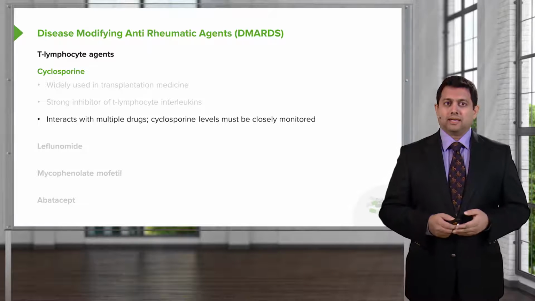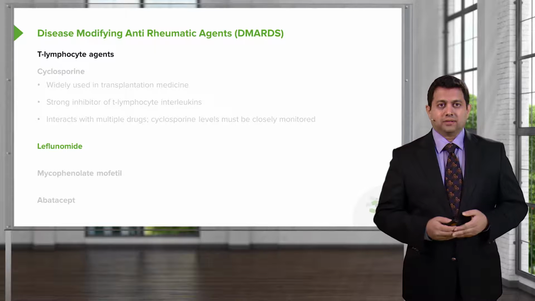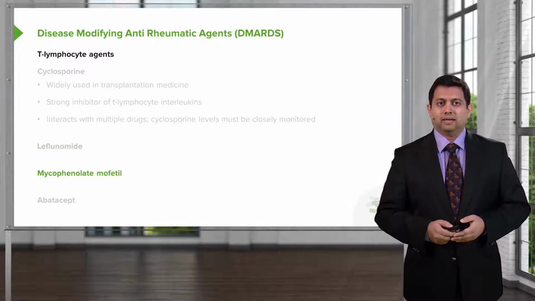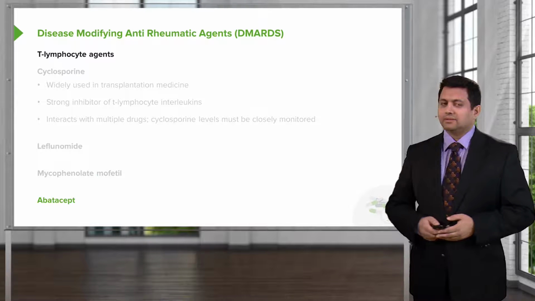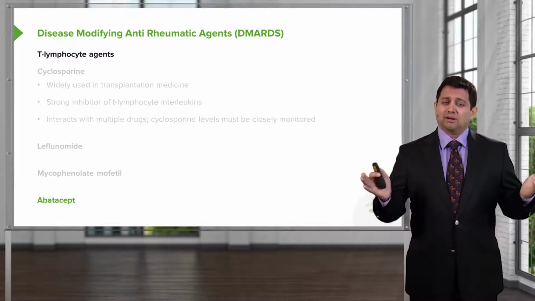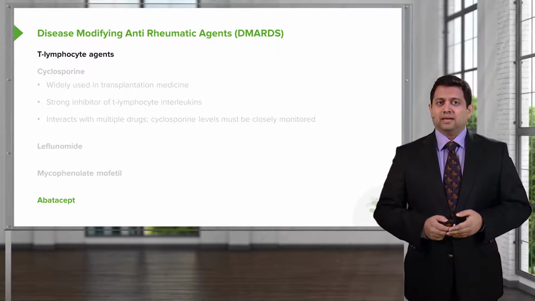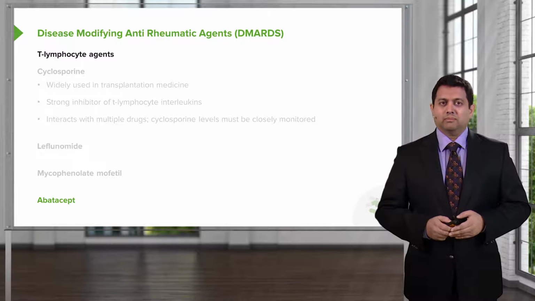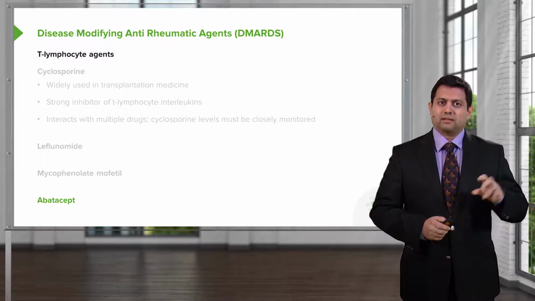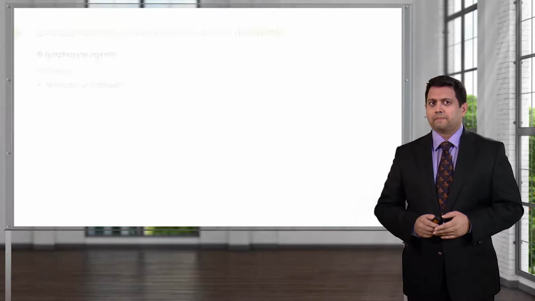Other T lymphocyte agents include the very difficult to pronounce leflunomide, mycophenolate, and abatacept. Once again, you know how hard it is to pronounce these drugs, so I tend to not remember them on exams. From a practical point of view, you really need to know cyclosporine. These other drugs aren't as important.